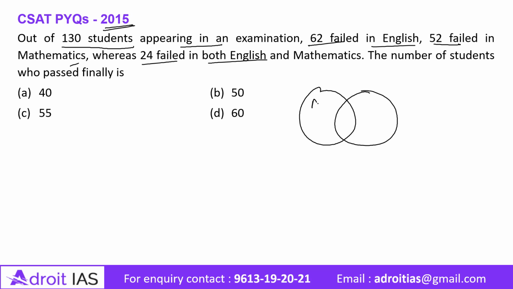So let's say this is maths and this is English. 24 failed in both, so this is 24. And the question says 62 failed in English. 62 means 38 left, so 38 failed in English only. 52 failed in maths, so 52 means 28 is coming over here, right? So they are the total failed candidates, right? So just add them.